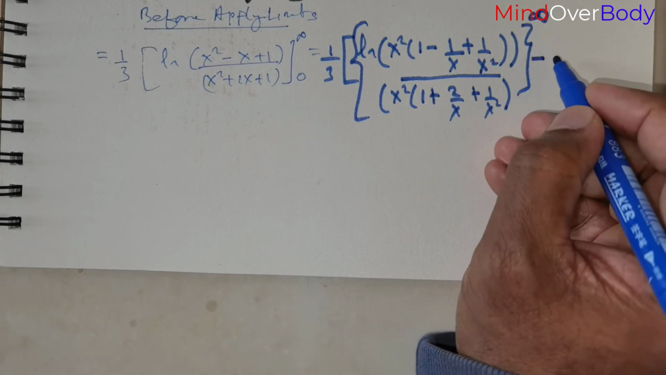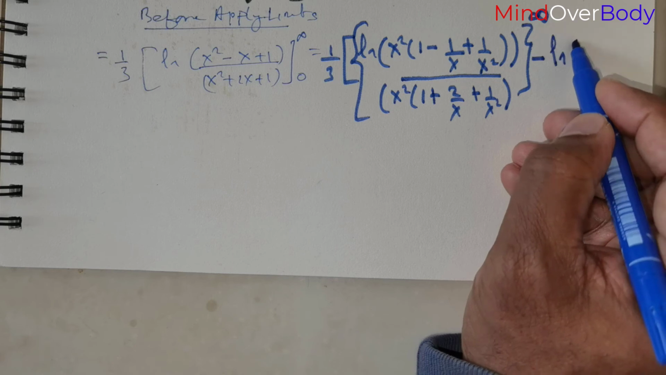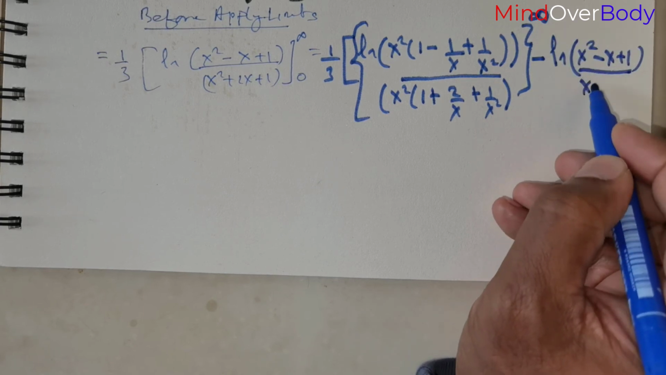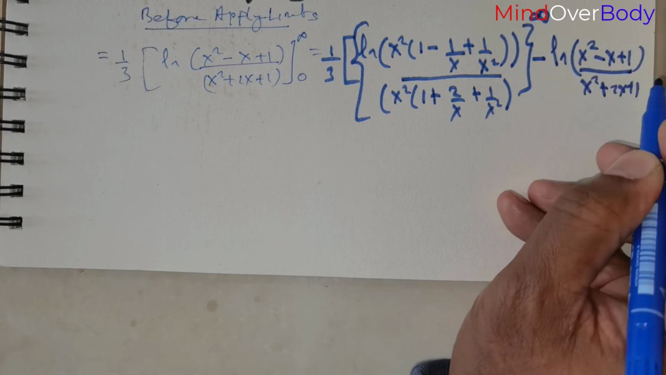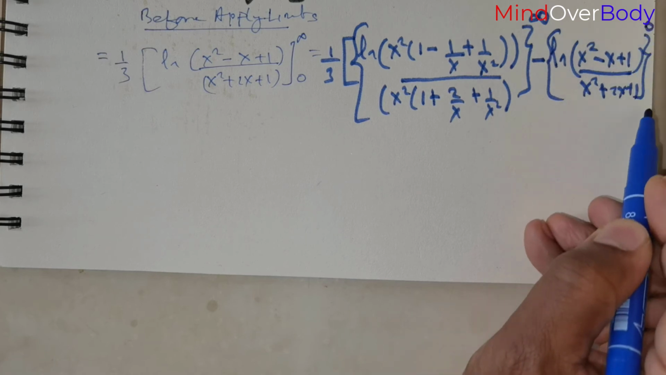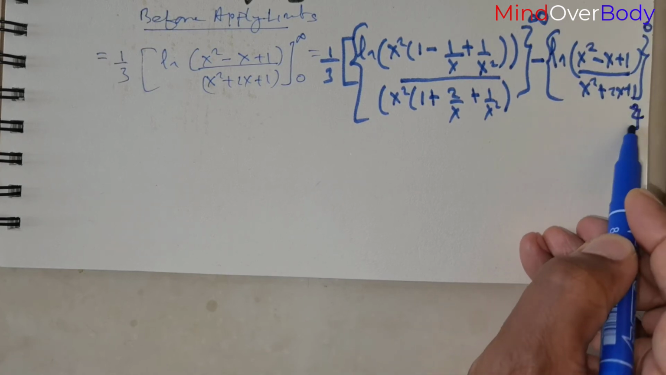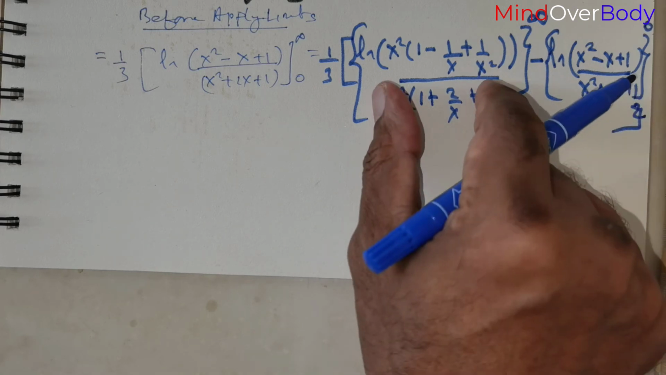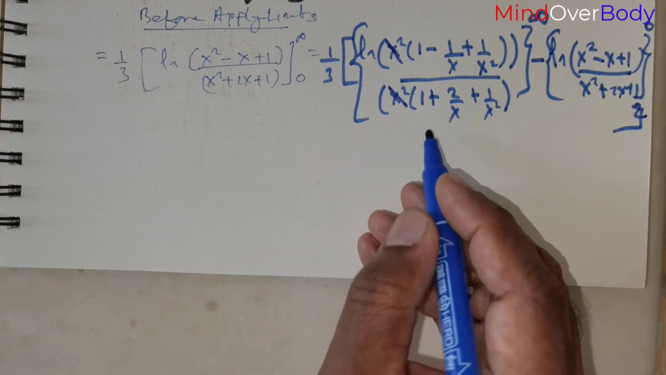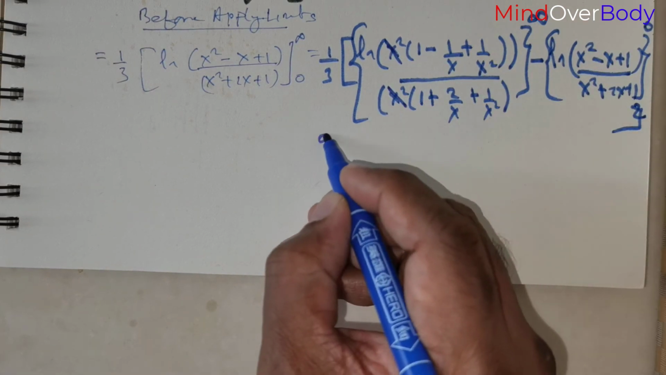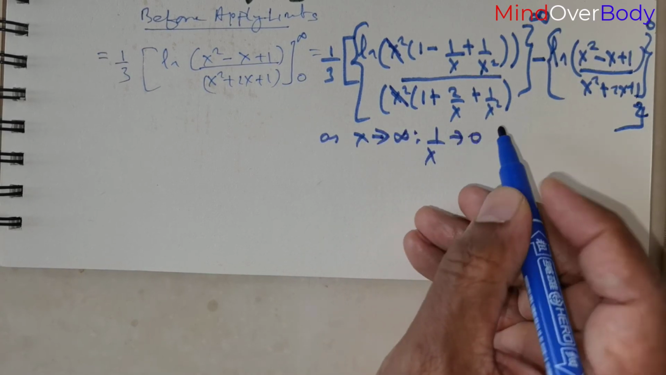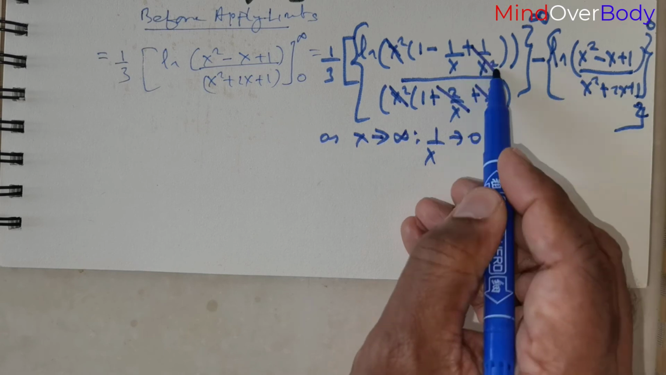Followed by, I need to apply the lower limit. So ln of, I'm not doing any change, (x squared - x + 1) divided by (x squared + 2x + 1). In this case the limit is 0, of course with the square bracket. So upper limit minus lower limit. Now x squared can be cancelled. In this case, as x is going towards infinity, 1 over x will go towards 0. So this is 0, this is 0, this is 0, this is 0.